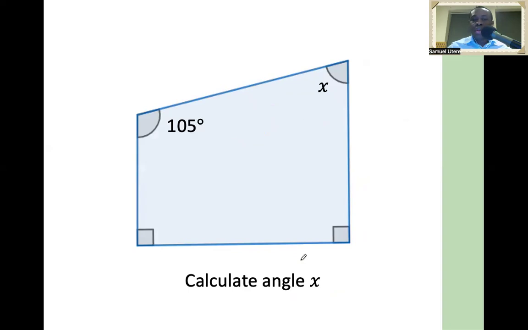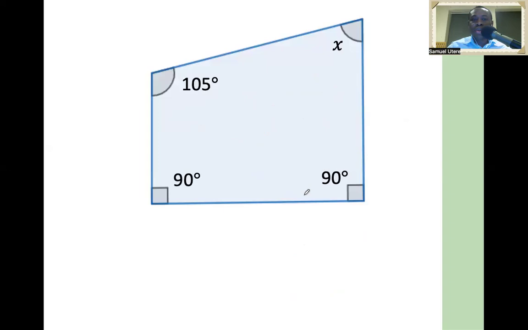Well, we know that these marks represent 90-degree marks. Okay, so they're 90-degree notation. So we can form our equation to solve this problem. So we can say, again, x add 105 degrees, add 90 degrees, add 90 degrees will be equal to 360 degrees.